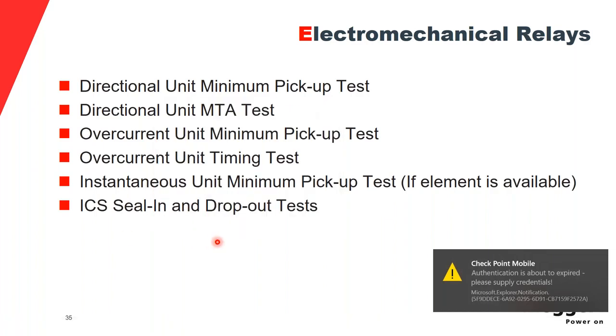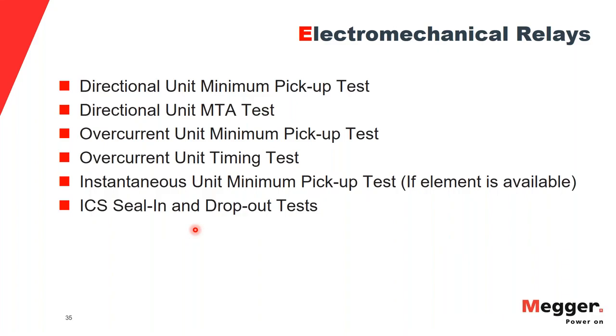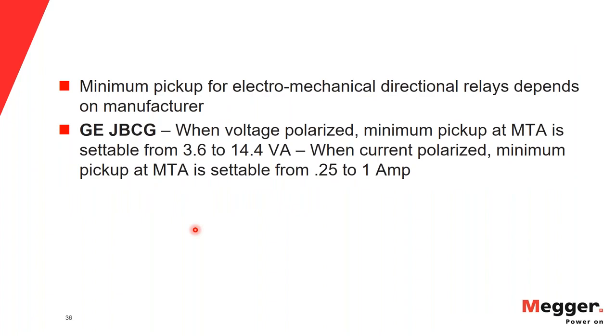Sometimes they have seal-in units as well on those relays, so you can check those seal-in units by injecting DC current onto them and seeing whether they are operating or not. In order to operate a directional unit and test a minimum pickup on it, it all depends on different manufacturers. They provide you that information on the nameplate.